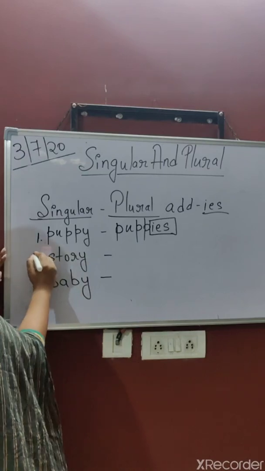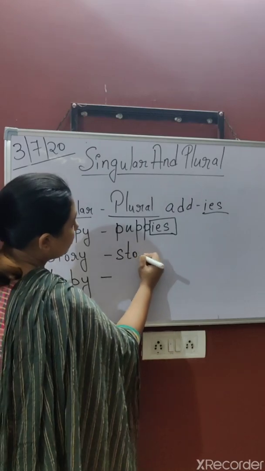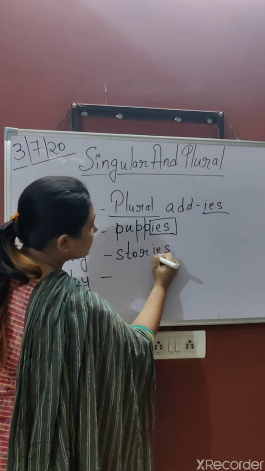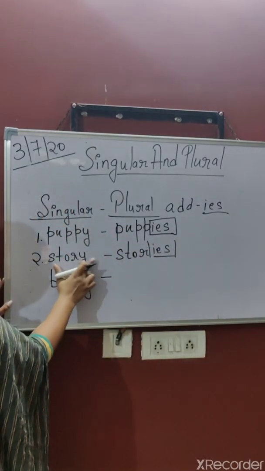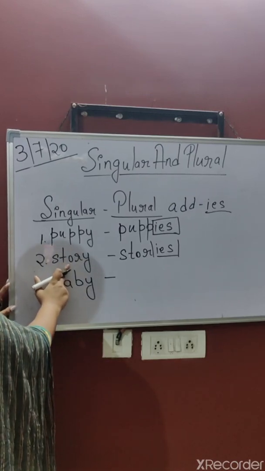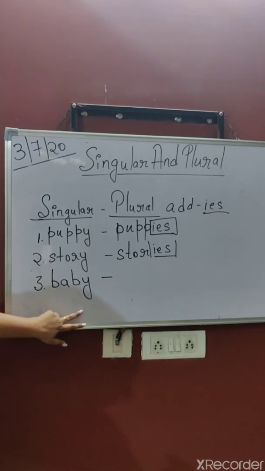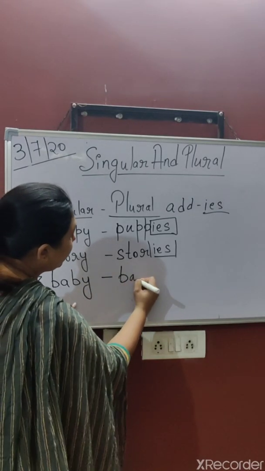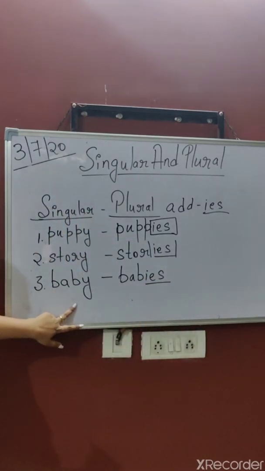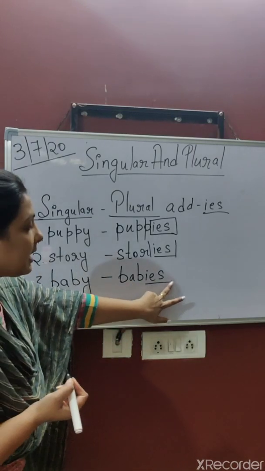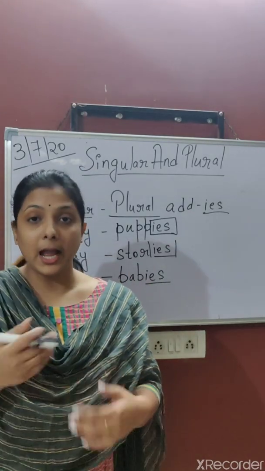Now the second one is story. So stories, S-T-O-R-I-E-S. We add I-E-S into the singular word story. Third one, baby, B-A-B-Y, baby. The plural form of baby is babies, B-A-B-I-E-S. So there are some words that we have to add I-E-S.